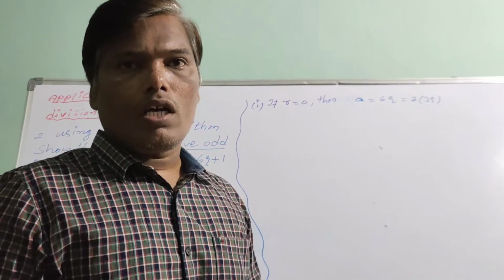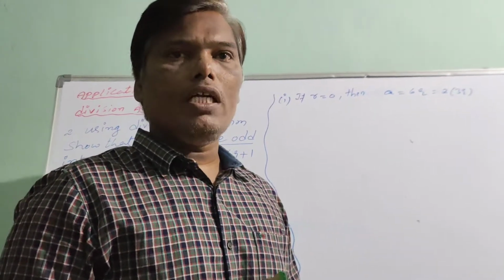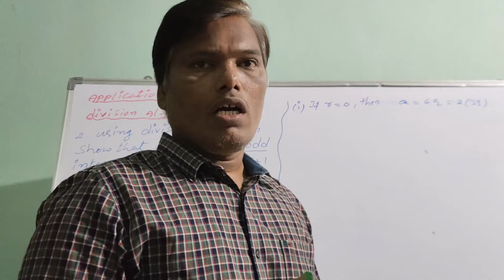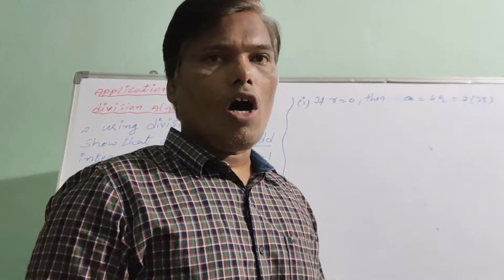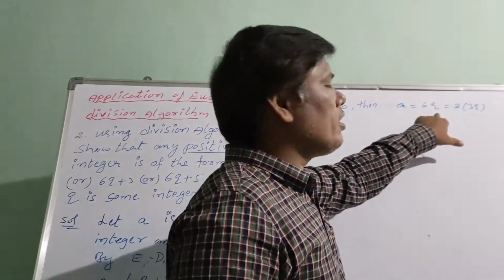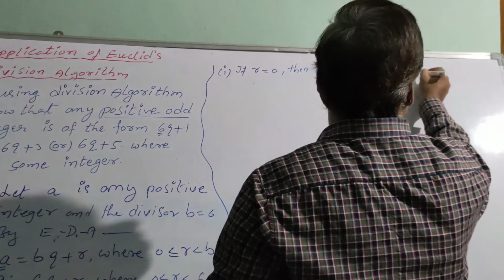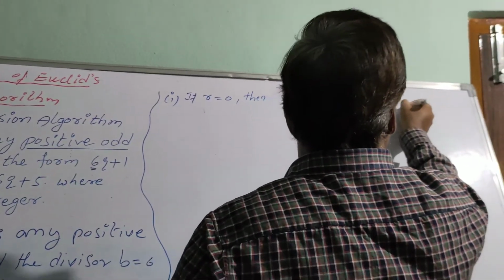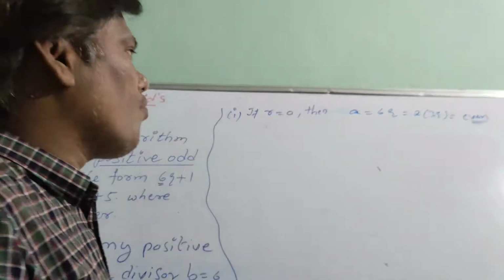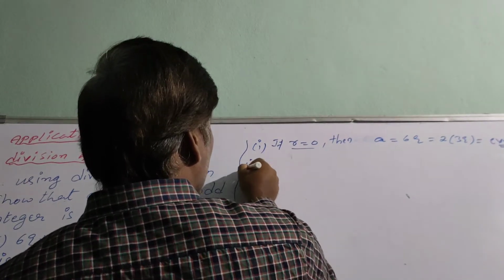To decide whether a given number is odd or even, we check by the divisibility rule by 2. If any number is completely divisible by 2, or if it is a multiple of 2, then it is an even number, otherwise it is an odd number. We know this from the lower classes. That is why I am writing 6q as the product of 2 and 3q. Clearly it is in the form of 2 into something, so definitely it is an even number. So when r is equal to 0, we got an even number.